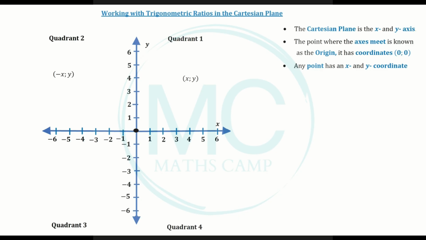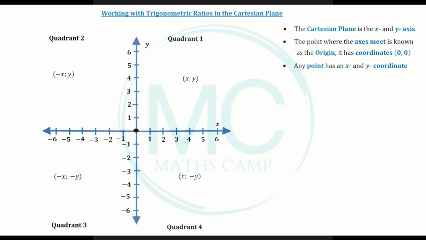Quadrant 3 is also to the left of the origin, so the x-coordinate of any point in this quadrant will be negative. It is also below the origin, so the y-coordinate of any point will be negative as well. So any point in this quadrant will have the coordinates negative x, negative y. Finally, quadrant 4 is to the right of the origin, so our x-coordinate is positive, but below the origin, which means our y-coordinate is negative. So any point in quadrant 4 will have coordinates positive x and negative y.